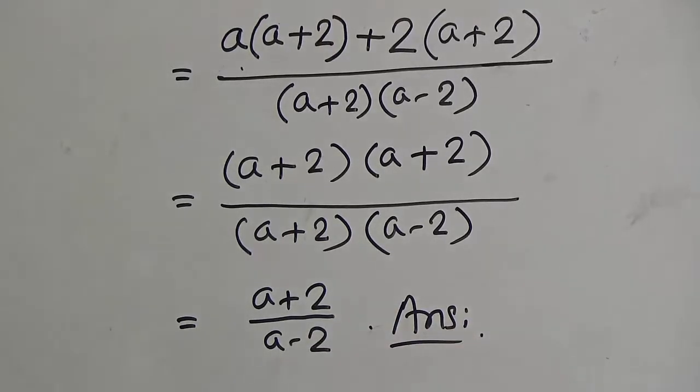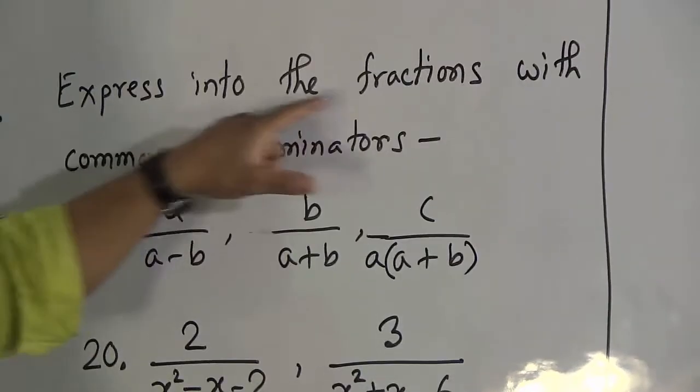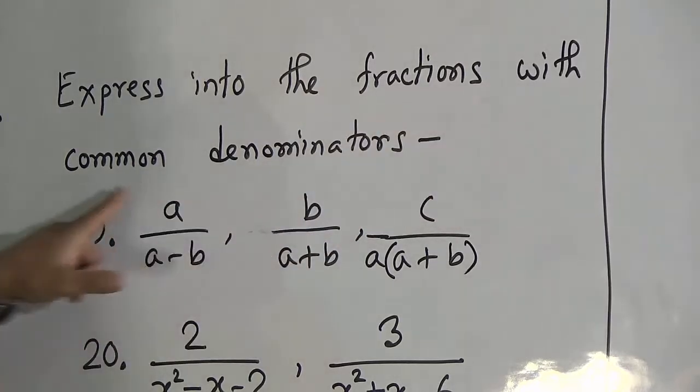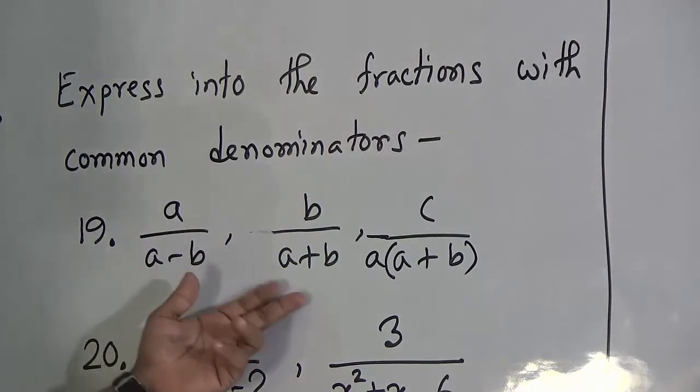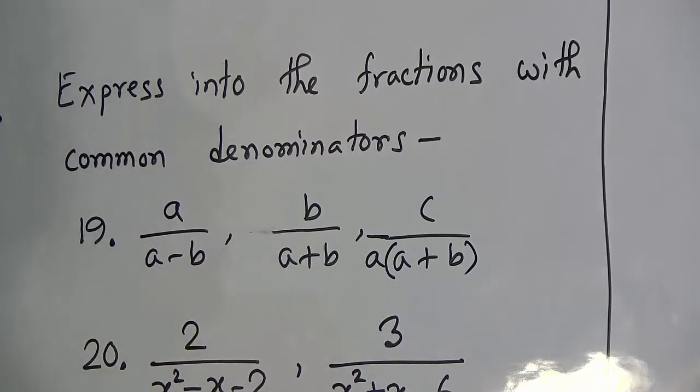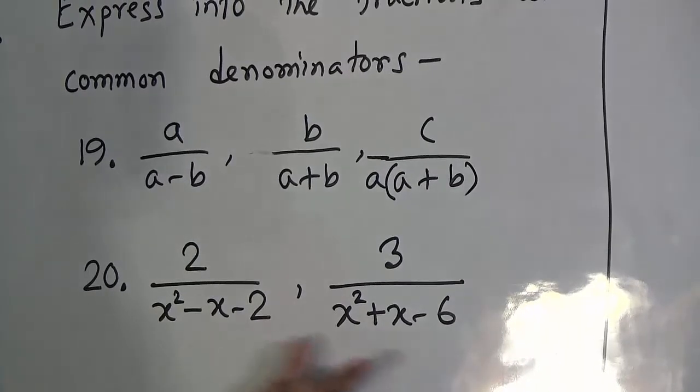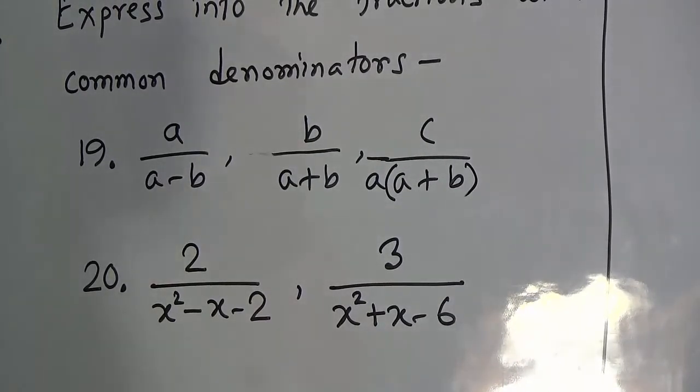Now we will solve question number 19 and 20 separately. First of all, read the question. Express into the fractions with common denominator. We need to express these three fractions into the common denominators. Also for question number 20, the two fractions you need to write down in the common denominators. Now first of all we need to solve question number 19.